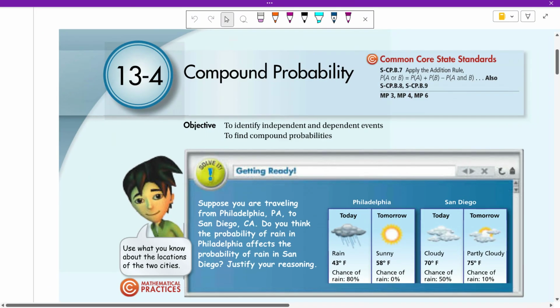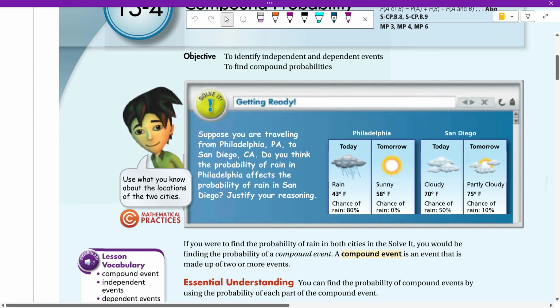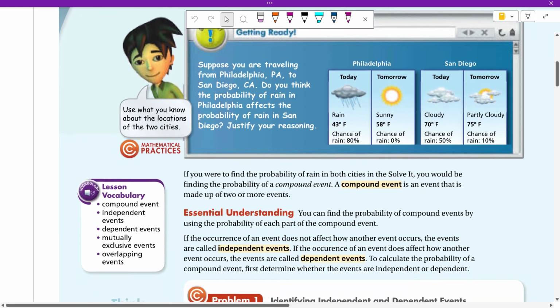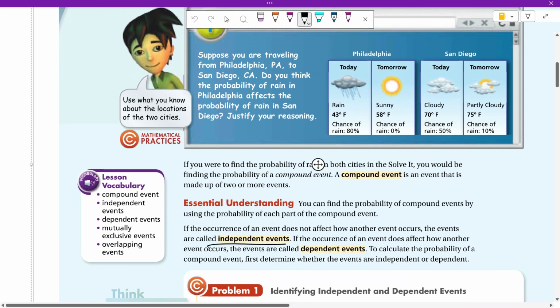All right. Okay. Today we're going to talk about compound probability, when multiple things are happening at the same time. So suppose you're traveling from Philly to San Diego. Do you think the probability of rain in Philadelphia affects the probability of rain in San Diego? I don't think so. Those are two independent events.